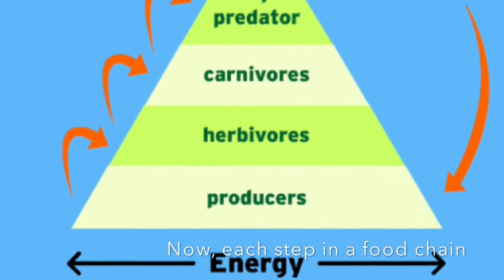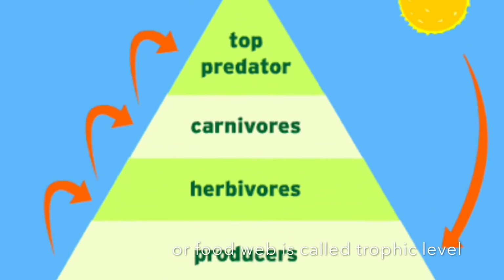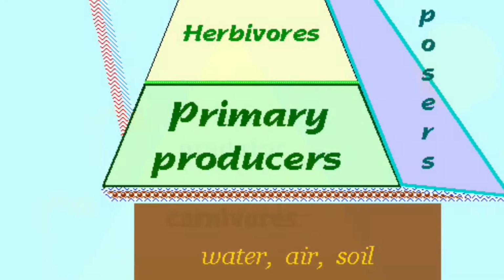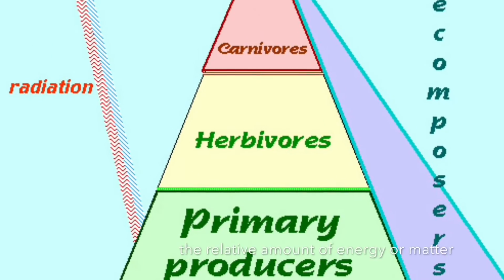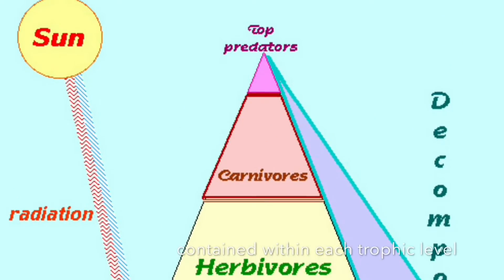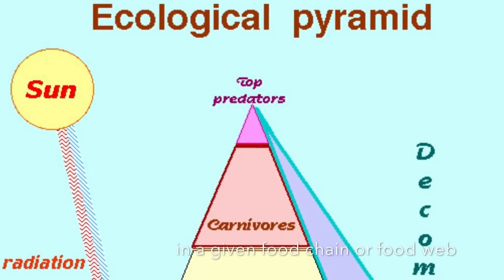Now, each step in a food chain or food web is called a trophic level. Ecological pyramids show the relative amount of energy or matter contained within each trophic level in a given food chain or food web.